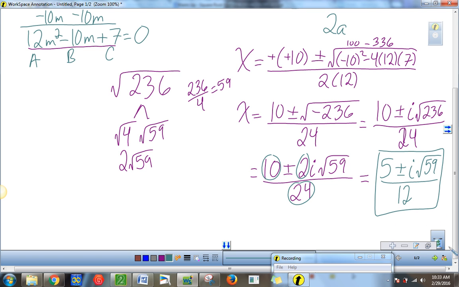This one is really, really complicated. That's our answer? Yeah. Sometimes they're crazy ugly. But that's why we use the quadratic formula, because factoring that isn't going to work because it has a radical. Okay. Cool.